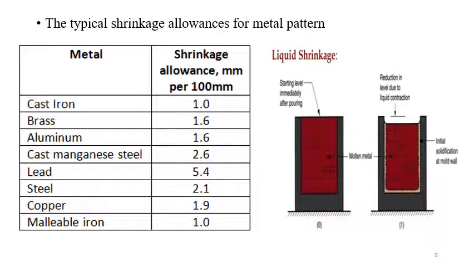You can see here the liquid shrinkage. Before we put the molten metal in the cavity, after solidification some gap will be provided on the left, right and bottom sides, as the molten metal shrinks at the time of solidification. That's why the shrinkage allowance is provided before preparing the pattern.